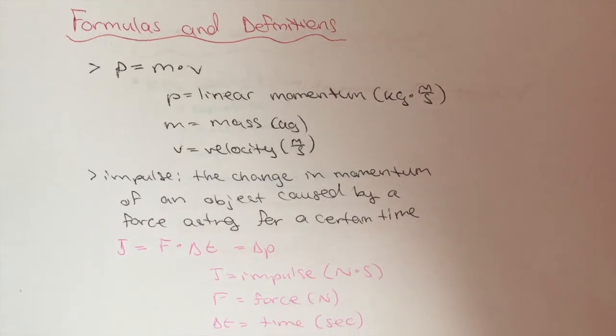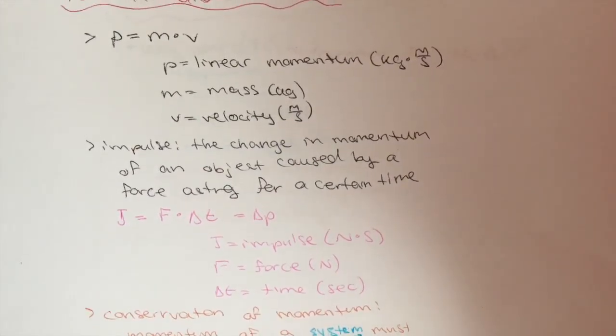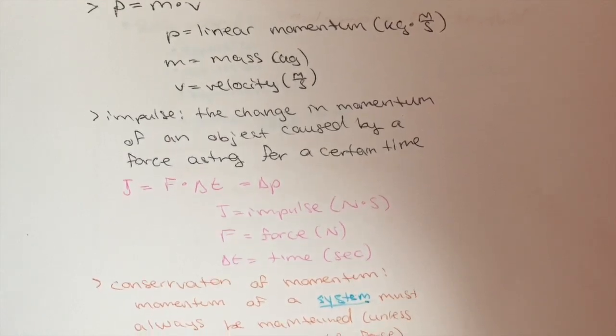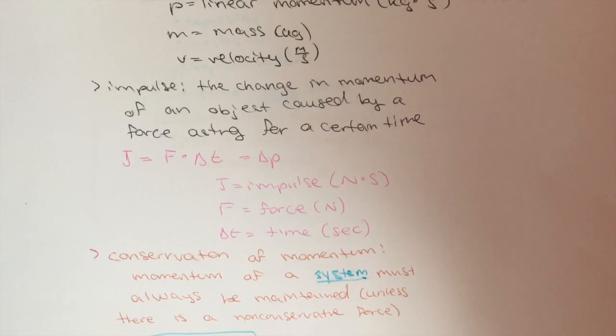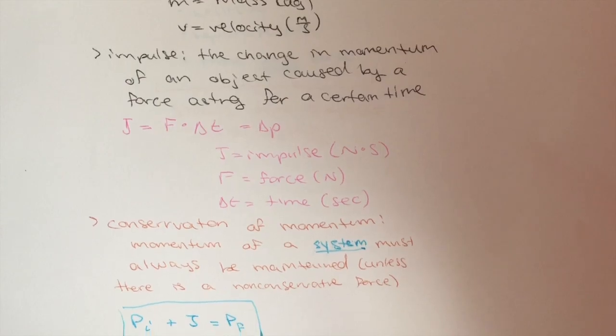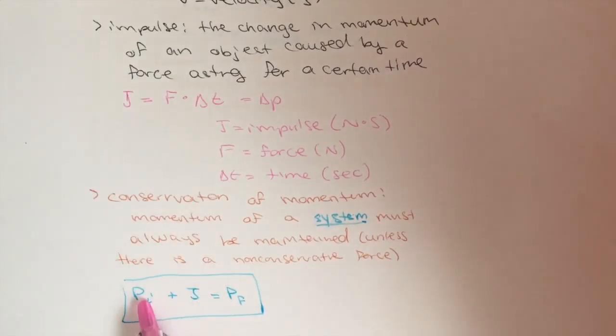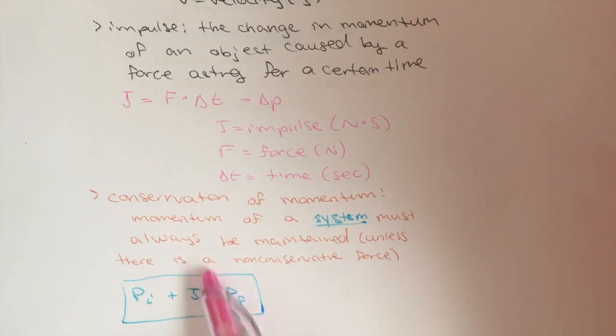So going further, the conservation of momentum comes into play, and it just simply states that momentum of a system must always be maintained, unless there is a non-conservative force. So that's just basically saying whenever you start from A, it has to be the same thing as B, unless something else comes in. So you can just say the initial momentum has to equal the final momentum, unless something comes into play.